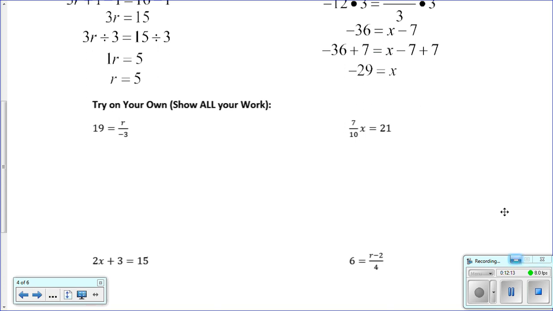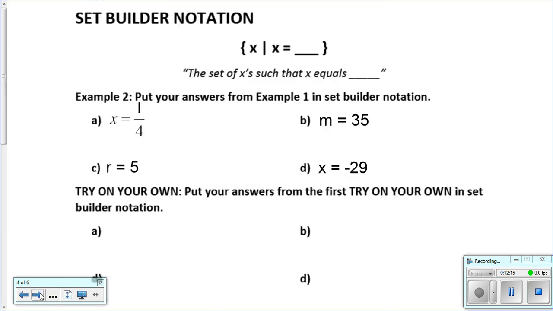Okay. So hopefully you tried these. Let's go ahead and move on. Oh, yeah, we do set builder notation. Sorry, a teacher asked if we did this, and we do. So set builder notation is basically a way of writing your answer.